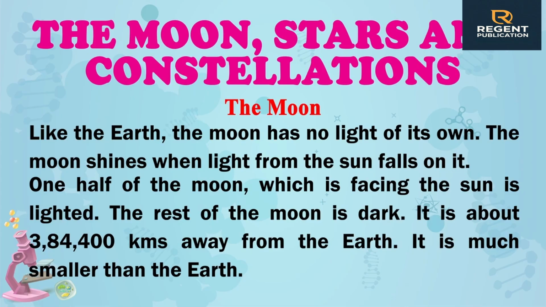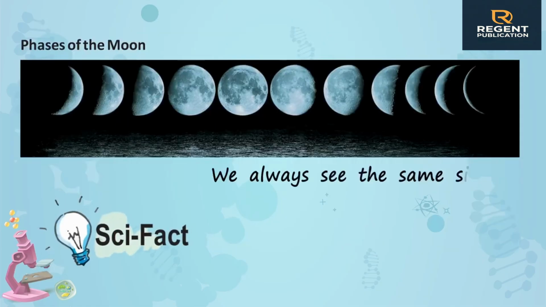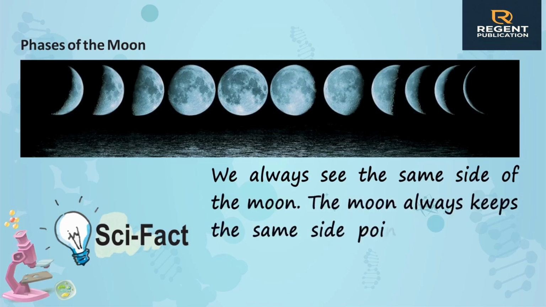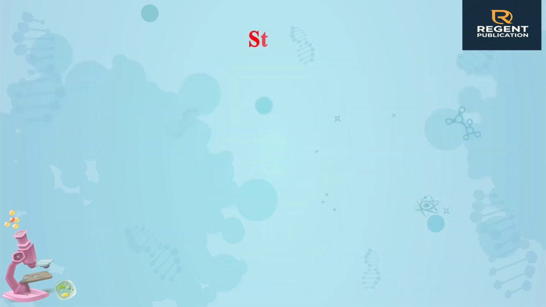It is about 384,400 kilometers away from the Earth. It is much smaller than the Earth. Phases of the Moon. Scientific fact: we always see the same side of the Moon. The Moon always keeps the same side pointing towards us, so we can never see the back side of the Moon from the Earth.